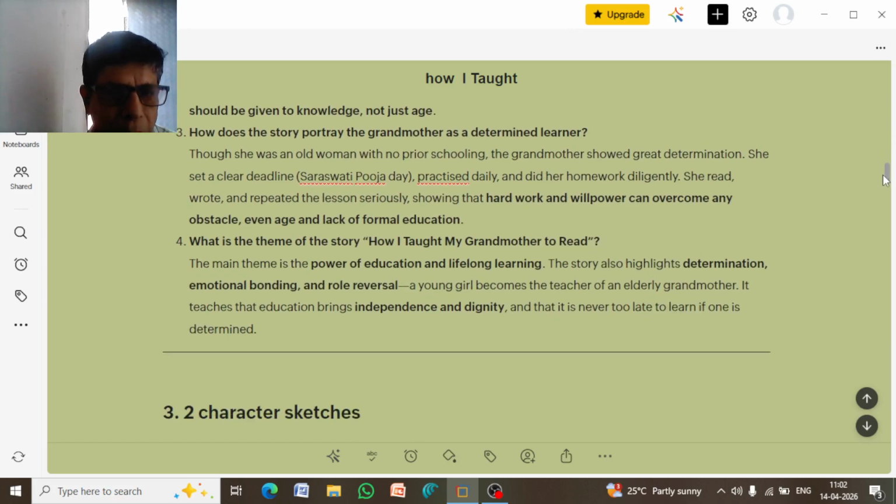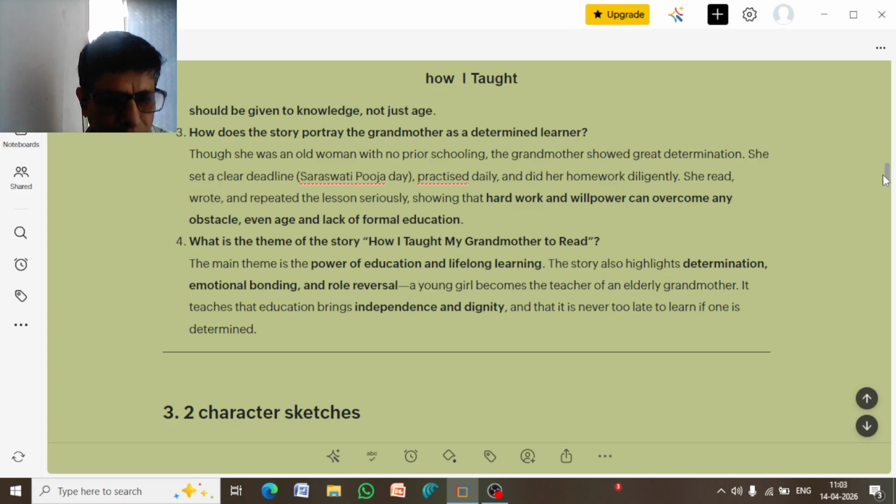Question number 3. How does the story portray the grandmother as a determined learner? Answer. Though she was an old woman with no prior schooling, the grandmother showed great determination. She set a clear deadline, Saraswati Puja day, practiced daily and did her homework diligently. She read, wrote and repeated the lessons seriously, showing that hard work and willpower can overcome any obstacle, even age and lack of formal education.